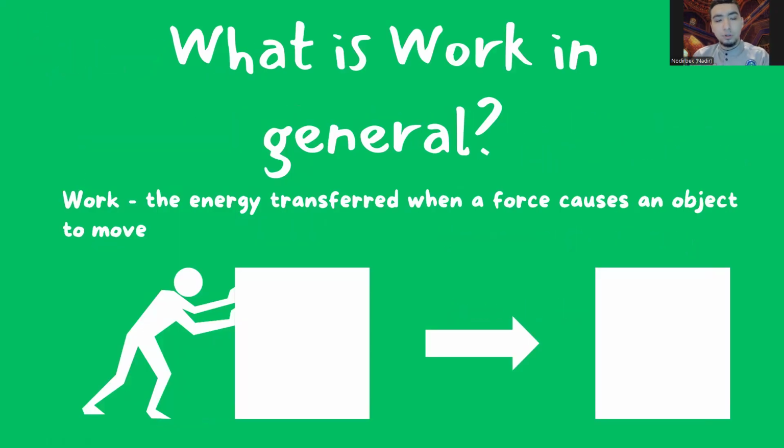First, we need to talk about what work is in general. Work is the energy transferred when a force causes an object to move. In this case, we have this stickman, which moves a box from one place to another. The distance that the box crossed is the displacement, while the force being exerted is the force that the stickman applies to the box.